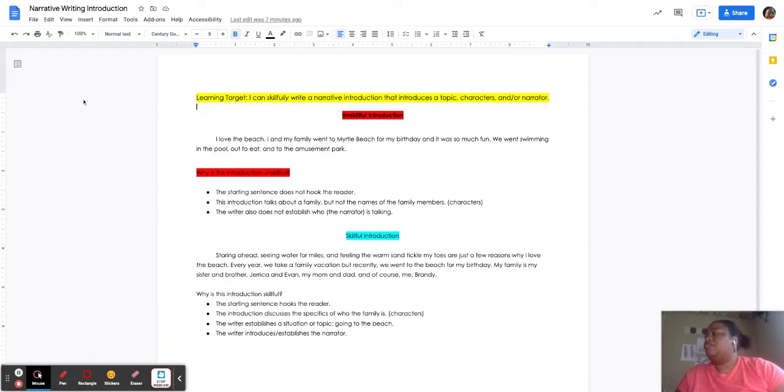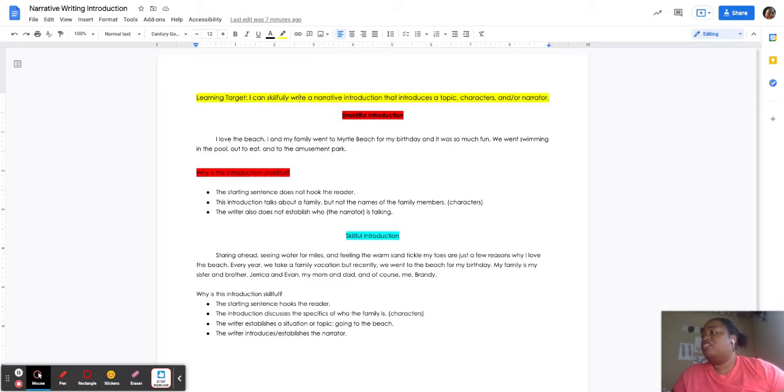Hi guys, so we're getting ready to learn about how we can write a narrative writing introduction. So let's look at our learning target, which says I can skillfully, I want you to notice that that's in italics, write a narrative introduction that introduces a topic, characters, and or narrator.